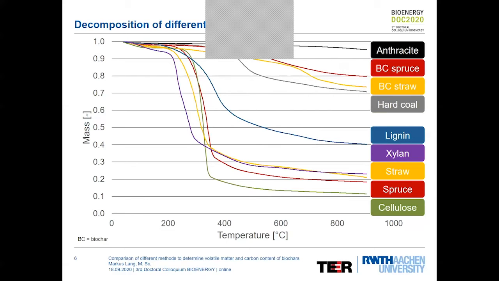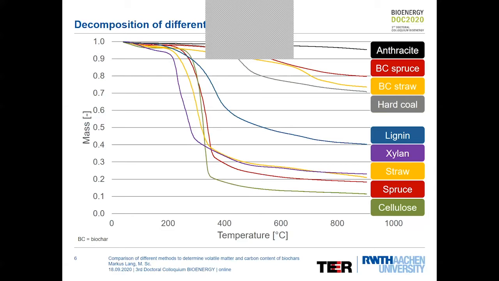Anthracite is maybe the most degassed fossil fuel we have. So you can see that there is a very low mass loss, and you can especially see that the biochars are in this case more comparable to the fossil fuels than to their original biomasses. And another thing you can see that the mass loss is still not completed at 900 degrees. So if we increase the temperature, there will be a decrease in the mass as well.